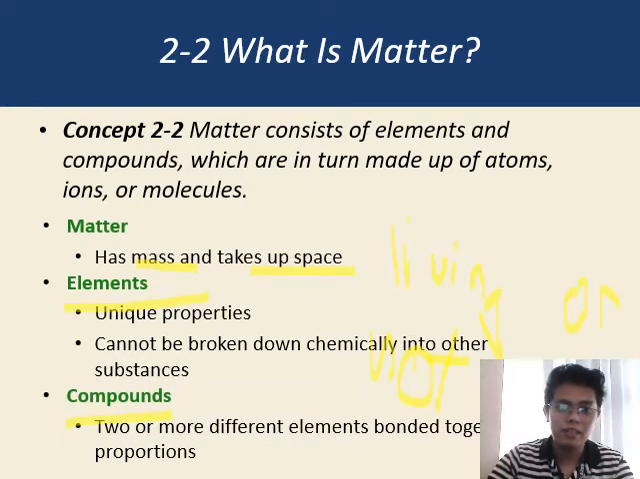An element has a unique property and cannot be broken down chemically into other substances. If you look at the periodic table, each element is represented by a one or two letter symbol. For example, we have H for hydrogen. That's the symbol. How about sodium? Na. Then for gold, Au.